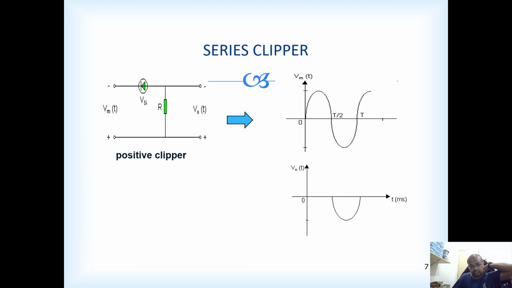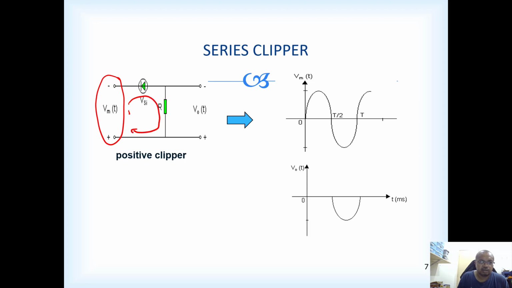Right. Let's see the diode in a series clipper. What does series mean? The output is in series with the input. In this case, for example, this is the input voltage and this is the output voltage. The output voltage here is basically across the R. So this is the output voltage. It's actually in series with this.